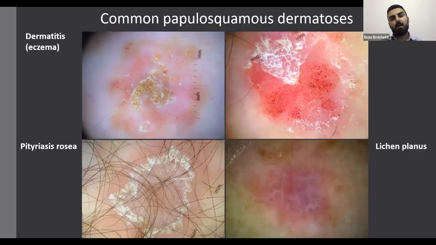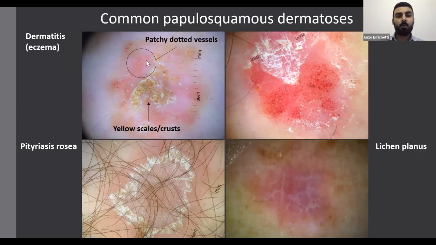So now, I would like to address some tricks in common conditions that we can come across in our daily clinical practice. I'm sure that you all know the dermoscopic features of common conditions, but I would like just to repeat them. For example, starting from common papular squamous dermatosis.